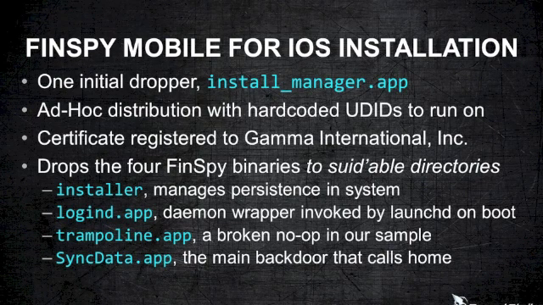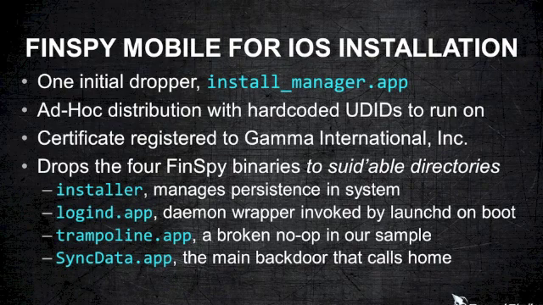So talking about the four dropped files, there is this installer, which is only invoked by the Install Manager app, the dropper. It takes care of the system infection, making sure that the whole FlexiSpy binary application suite has some persistence in the system, so it is registered for startup launching. There's a login app wrapper, which is a very, very small wrapper that is just invoked by launchd on boot. Launchd is kind of what init is on Linux. It's a process that launches different stuff that should be started when the phone is turned on.